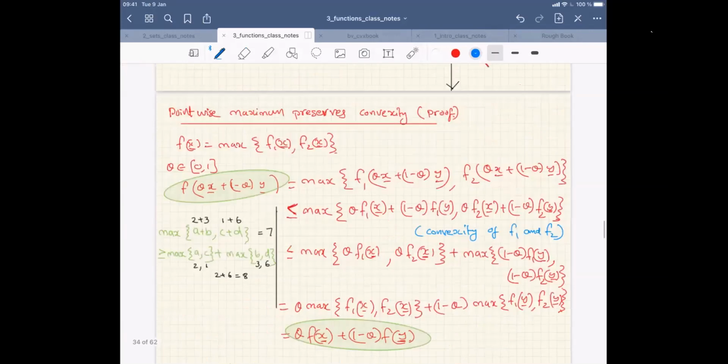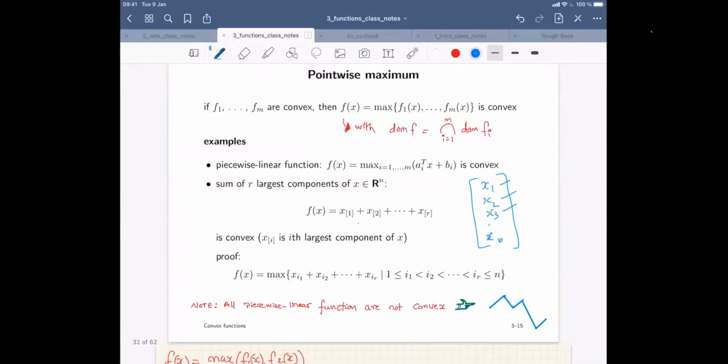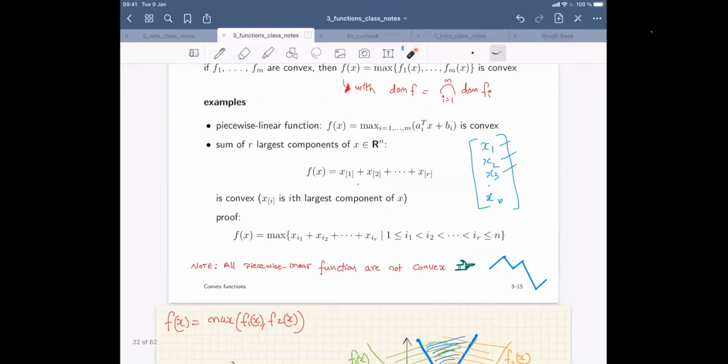The point is, this function, the sum of the largest, is not a simple function. It is not easy to visualize, and we cannot use any method like the Hessian, or a normal Jensen's inequality for this. It is very difficult. But if you know the fact that the point-wise maximum preserves convexity, you can easily use that fact, and within a second you can say that this function is convex.